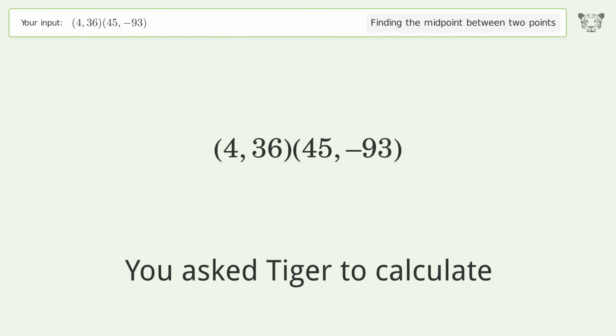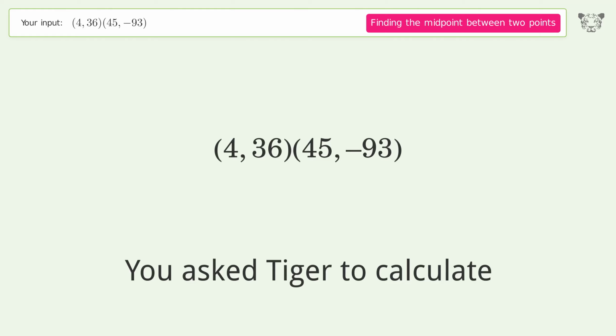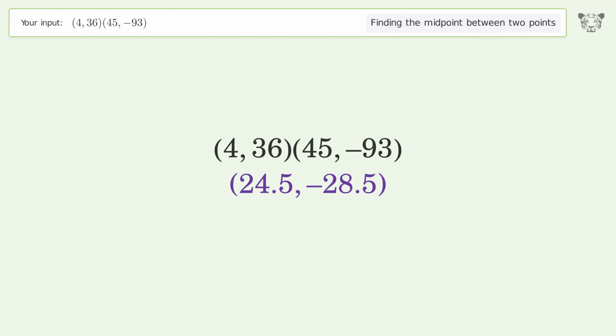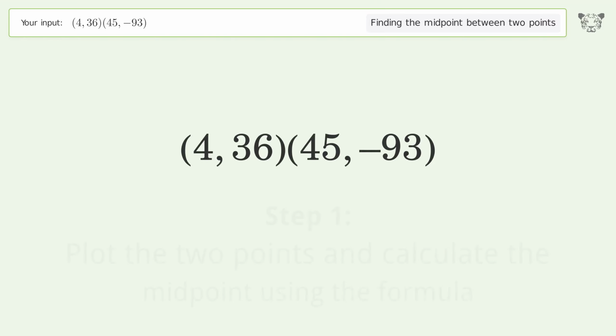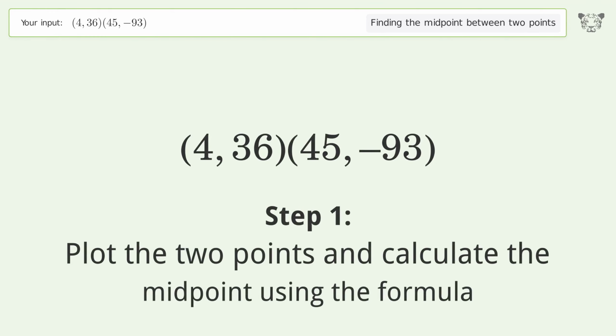You ask Tiger to calculate. This deals with finding the midpoint between 2 points. The midpoint between the 2 points is 24.5, negative 28.5. Let's solve it step by step. Plot the 2 points and calculate the midpoint using the formula.